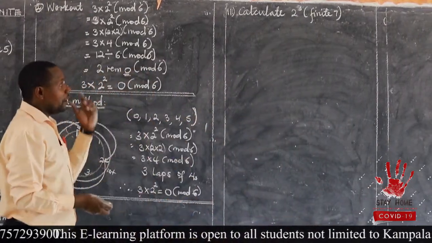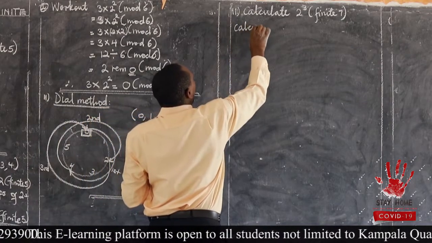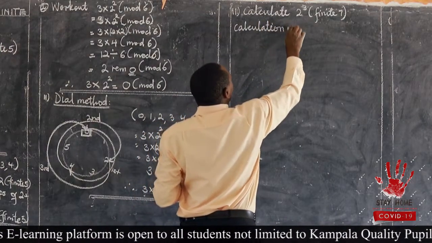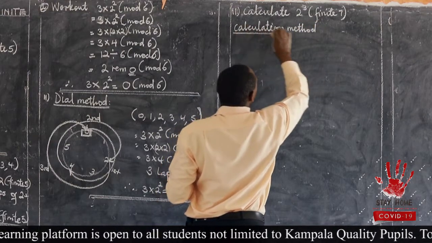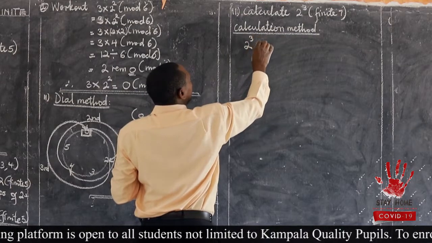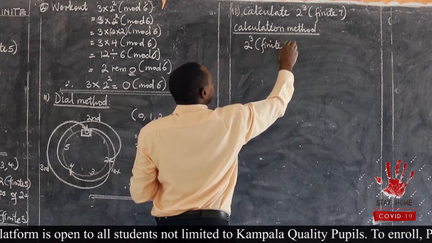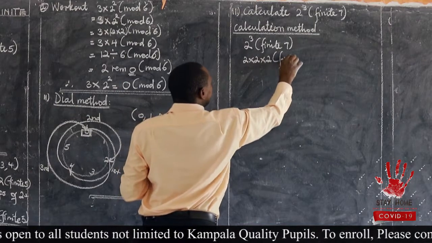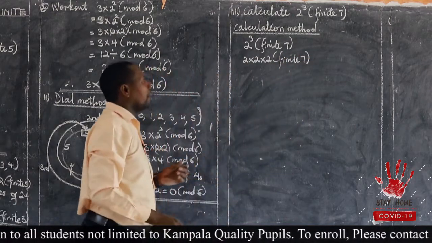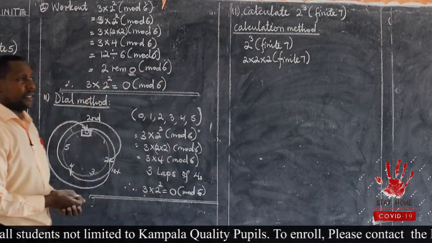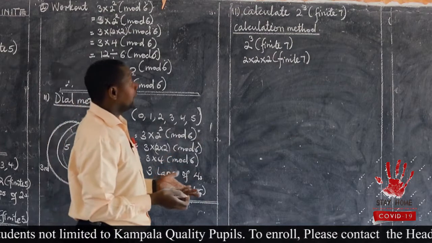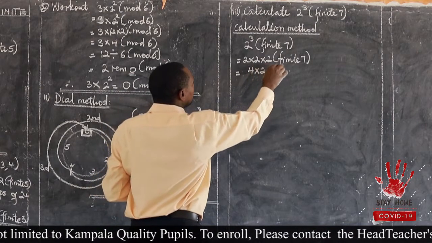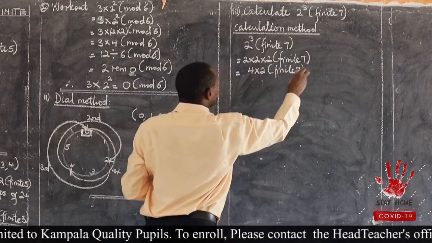Fine. If we go by calculation method, in this case, 2 to the power 3, finite 7, is the same as 2 times 2 times 2, and this is finite 7. Ha, teacher, now where will it go? You multiply the way you are seeing it, as I've said calculate, work out, simplify. So this will give us 2 times 2, you have 4 times 2, finite 7, and this gives us 8.